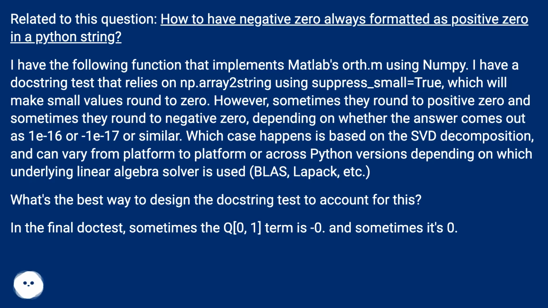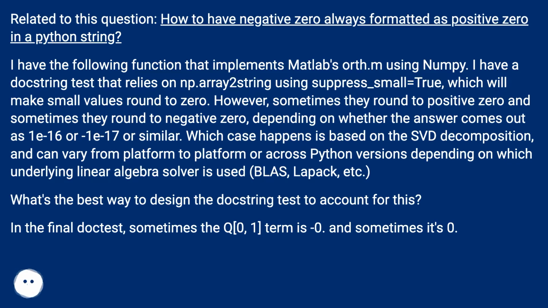I have a docstring test that relies on np.array2string using suppress_small=True, which will make small values round to 0. However, sometimes they round to +0 and sometimes they round to -0, depending on whether the answer comes out as 1 times 10 to the power of -16 or -1 times 10 to the power of -17 or similar. Which case happens is based on the SVD decomposition, and can vary from platform to platform or across Python versions depending on which underlying linear algebra solver is used, BLAS, LAPACK, etc.